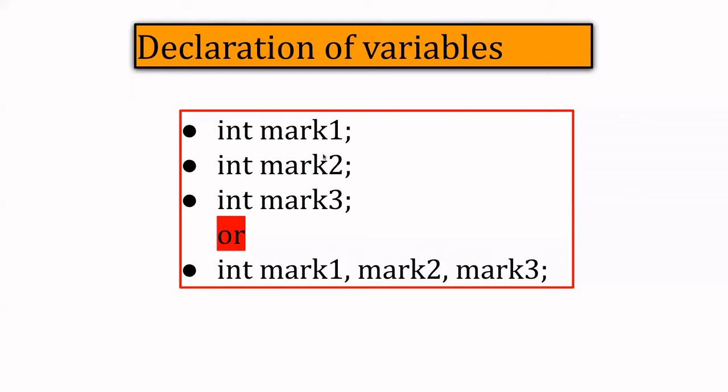Declaration of variables: int. You can declare int mark1 separately, semicolon, int mark2, int mark3. This is mark1, mark2, mark3 are variables. Int is the data type. Or you can type like this also, int mark1 comma mark2 and mark3. After the end you have to write semicolon.